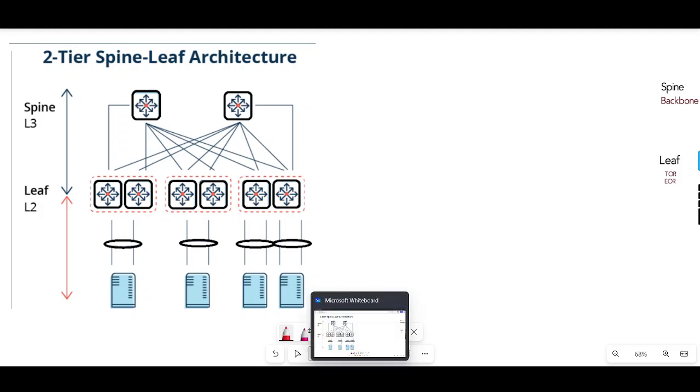Hello guys, good morning. In this section we will discuss two-tier spine leaf architecture, which is based on the data center. In a data center we generally use servers and storage. Data centers are dedicated buildings used to store computer systems such as servers and network devices.